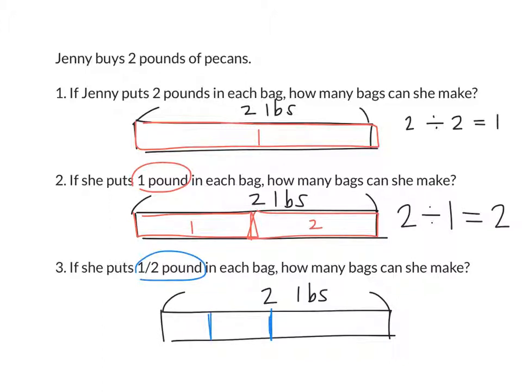So here's 1/2, right? Here's half a pound, half a pound, half a pound, and half a pound. Do you agree? So how many bags can she make altogether? 4. Let's think about what division equation we're writing this time.